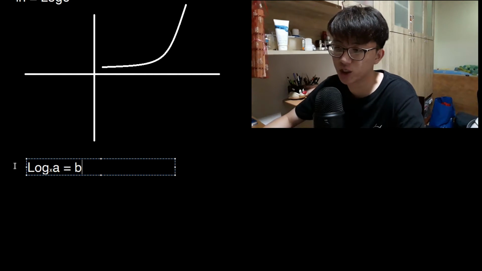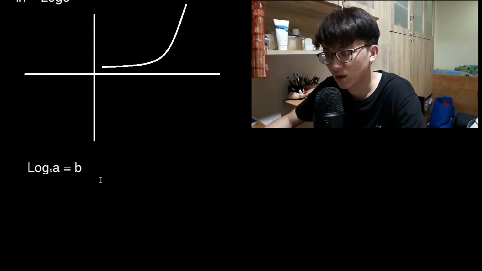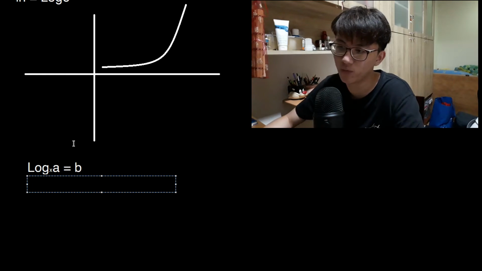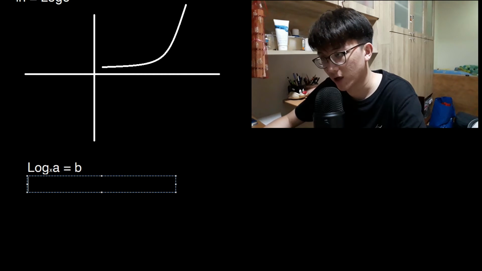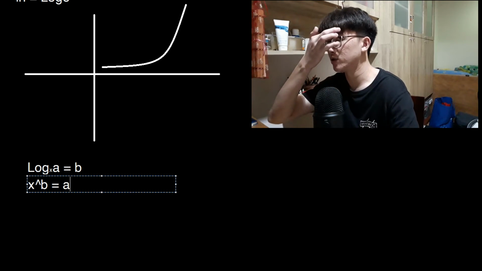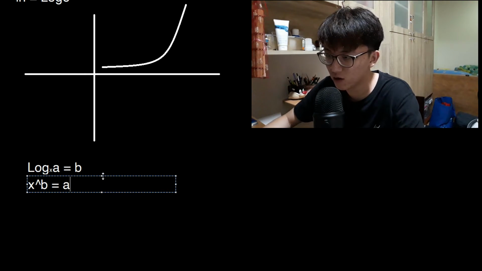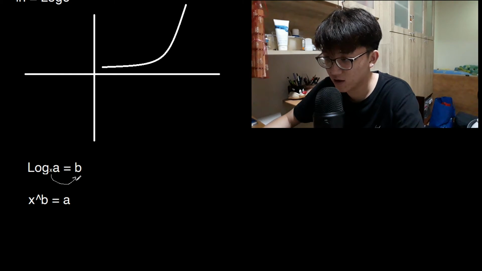And I want to change this back into indices form. So it's very easy. The formula here is X to the power of B equals A. How you write it is just basically X to the power of B equals A. That will be how you change your logarithms into your indices form, or exponent form.